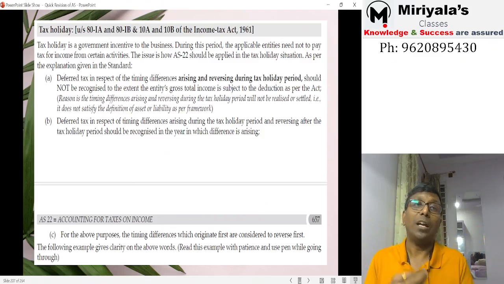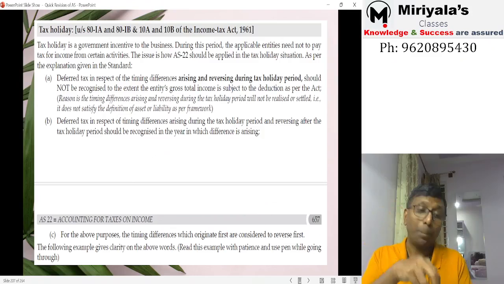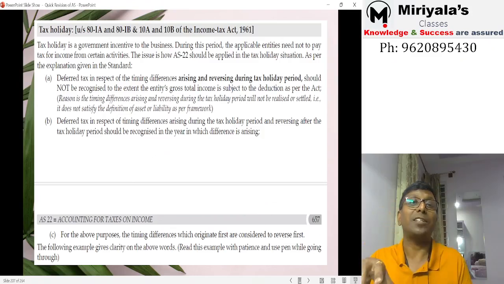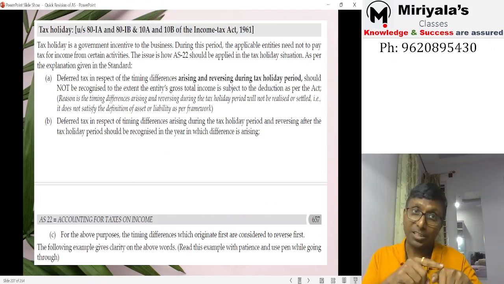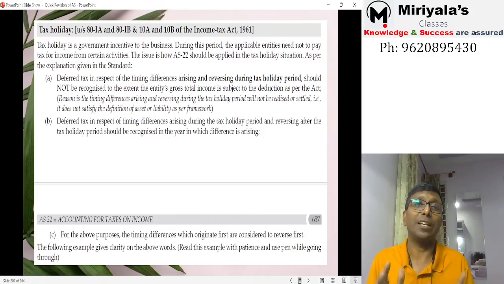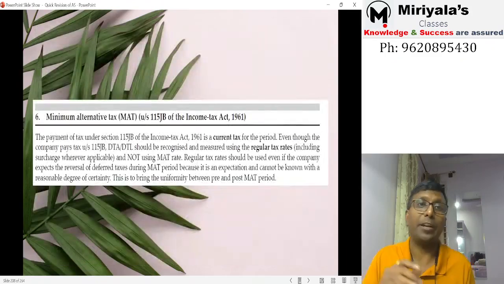But the opposite: a timing difference is arising in the tax holiday period, but it is expected to be reversed after the tax holiday period. For those timing differences which arise in the tax holiday period and are expected to be reversed after the tax holiday period, yes, you have to create deferred tax asset or deferred tax liability accordingly, subject to the discussion we have just made.